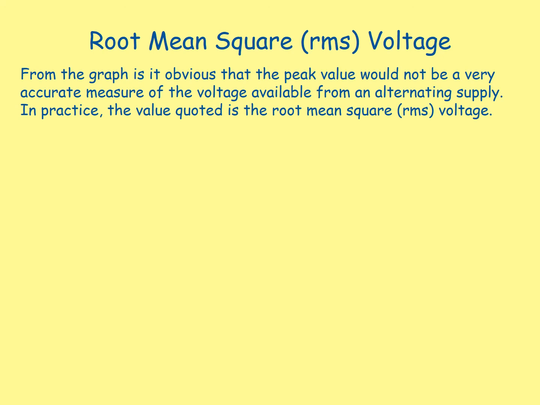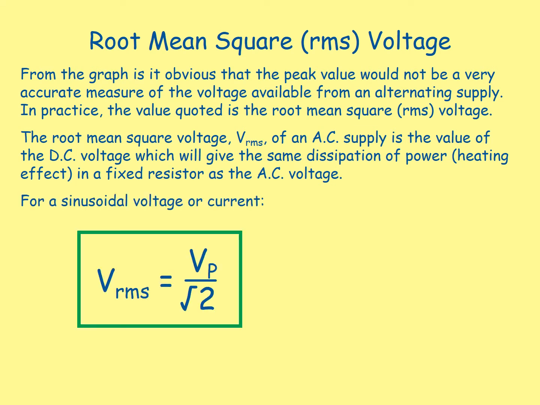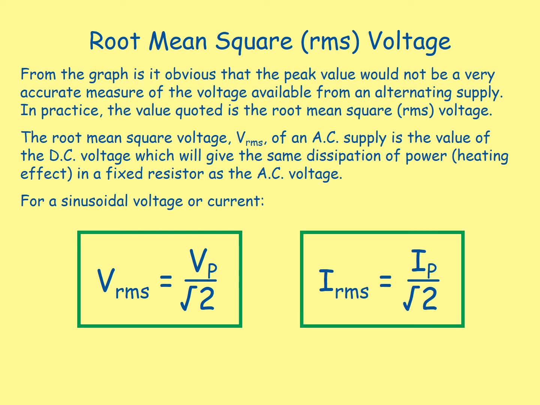From the graph, it's obvious that the peak value would not be a very accurate measure of the voltage available from an alternating supply. In practice, the value quoted is the root mean square voltage. The root mean square voltage of an AC supply is the value of the DC voltage which will give the same dissipation of power, which is heating effect, in a fixed resistor as the AC voltage. For a sinusoidal voltage or current, Vrms equals Vp over root 2, and Irms equals Ip over root 2.